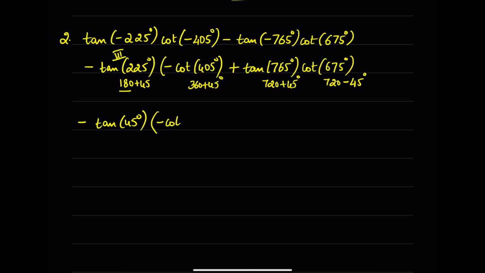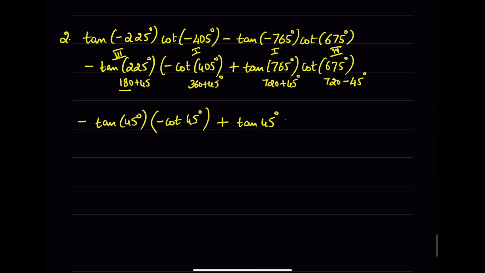So this will be minus cot of 45 plus, this is again first quadrant, so this would be tan of 45 degrees, and the last one is fourth quadrant, and in fourth quadrant tan and cotangent are negative, so this will be minus cot of 45 degrees.